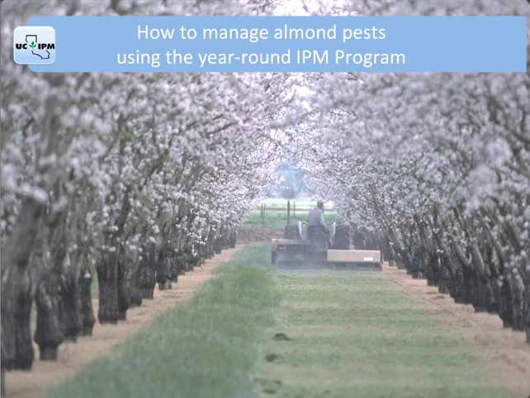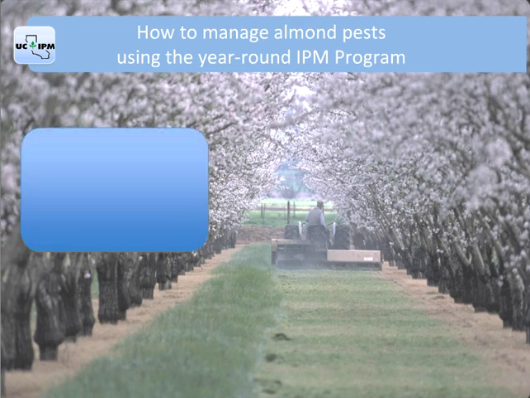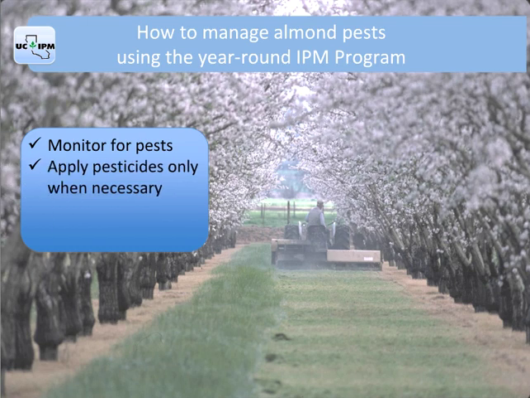Now that you have been through this tutorial on using the year-round IPM program for almonds, you should have a better idea of what to do during each stage of the almond growing season. Monitoring for pests, applying pesticides only when necessary, and using the least harmful pesticide whenever possible can help you to manage pests in an environmentally friendly manner.